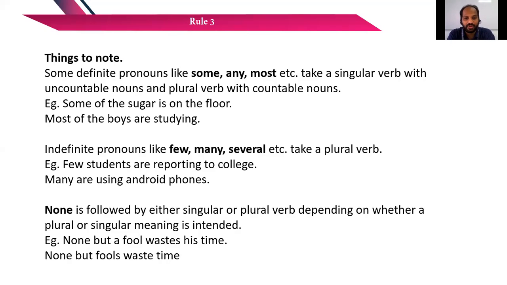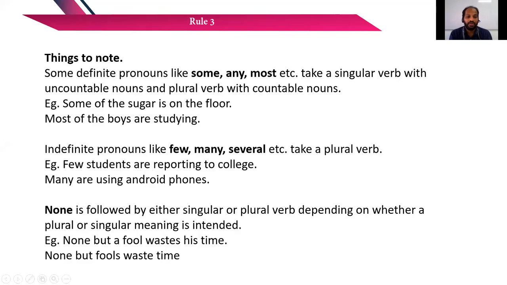So few students are reporting to college. Many are using Android phones, or any example you can see. Several books are lying on the table. Any example you can find for this. None is followed by either a singular or plural verb, depending on whether a plural or singular meaning is intended. That is more important. When we look into the sentence, we can identify whether it is singular or plural, and according to that, we have to use the verb.